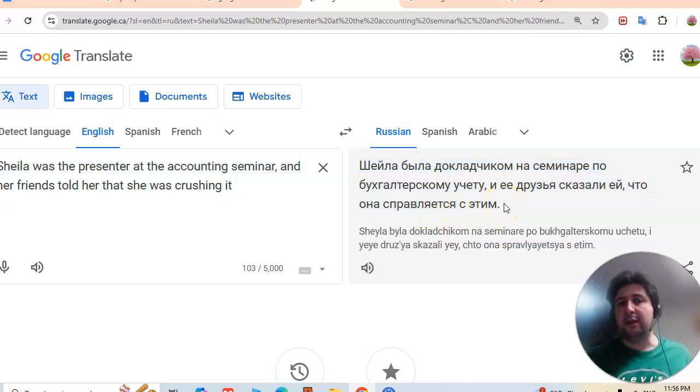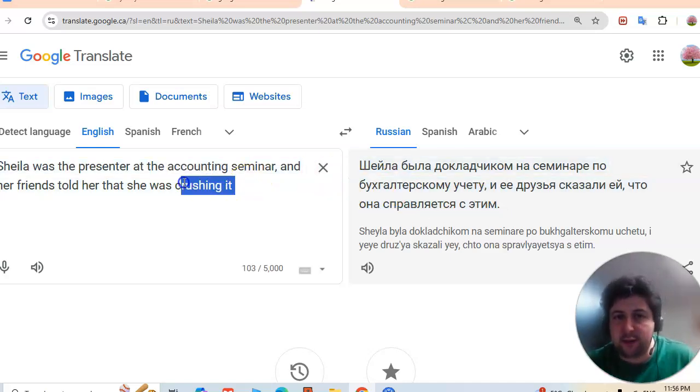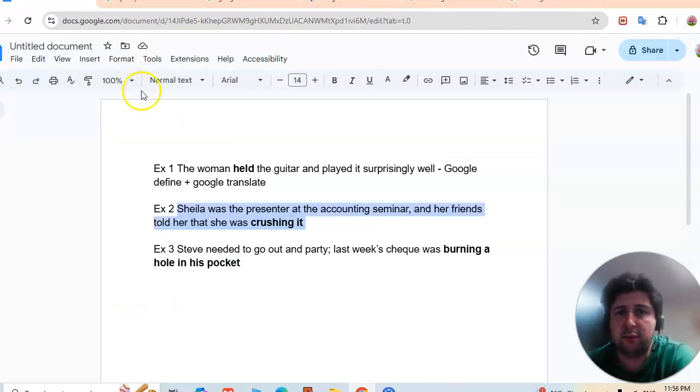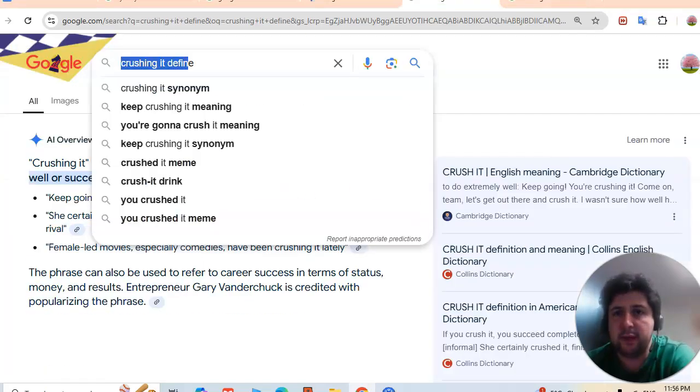Google Translate is amazing. It's catching the correct meaning. But we understand that crushing it, in the literal sense, means to crush, right? So sometimes Google Translator will not catch the correct idiomatic expression in certain languages. In this case, you type in crushing it. Now, it's important to know she was crushing it. Just cut off the part that doesn't make sense. Crushing it. And so you type it in and you type in crushing it define.